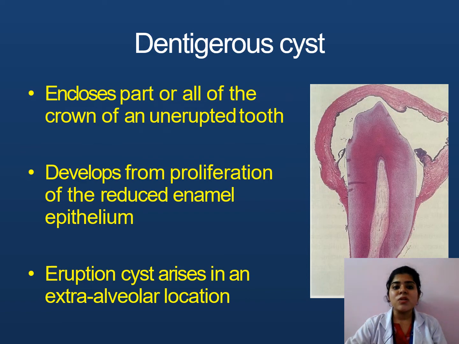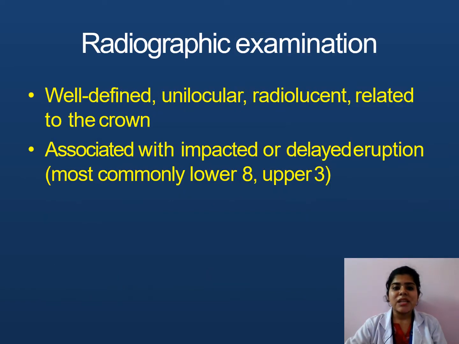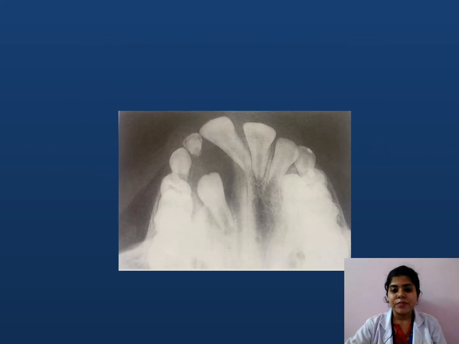Dentigerous cyst encloses part or all of the crown of an unerupted tooth, and develops from a proliferation of the residual enamel epithelium. Eruption cyst arises in an extra-alveolar location. Radiographic examination shows a well-defined unilocular radiolucency related to a crown, associated with impacted or delayed eruption, most commonly seen in the lower 8 and upper canine region.